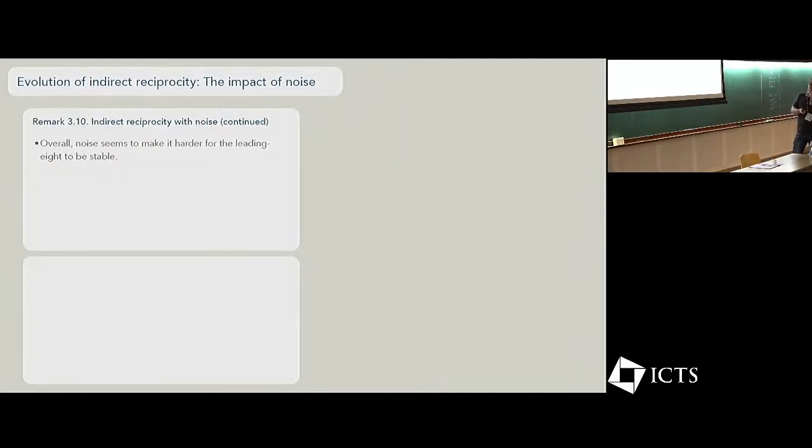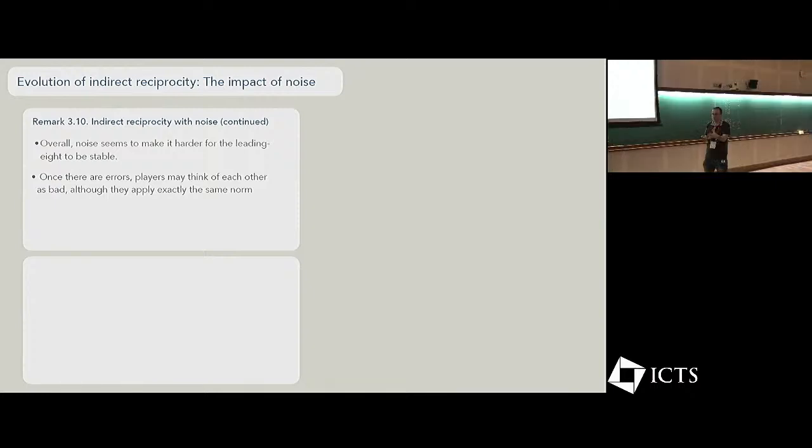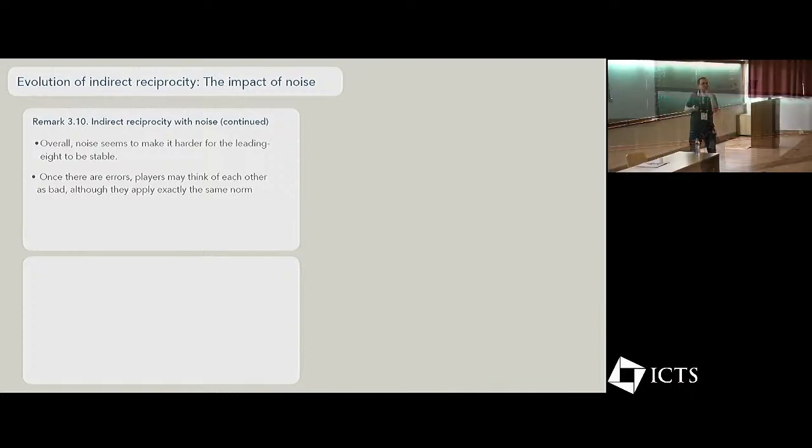All right, so the overall conclusion from this is that this kind of noise seems to make it harder for cooperation to evolve. Also, you see this interesting phenomenon that even if you both adopt a norm that actually is a good norm, a norm that tries to sustain cooperation, I might think of you as a bad person just because of a random error. And these errors can spread, these disagreements can spread.